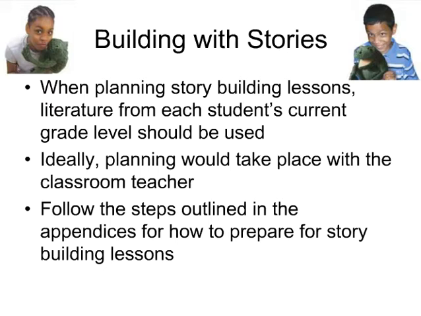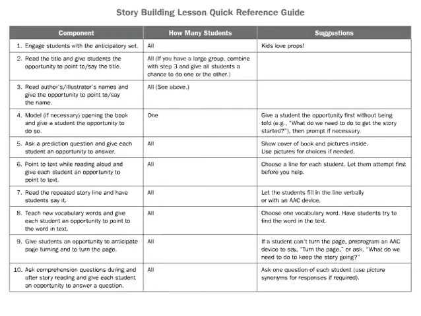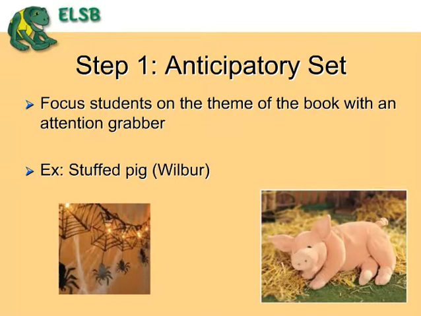And lastly, you should follow the steps outlined in the appendices of the implementation guide for how to prepare for story building lessons. Here is the author's 10-step guideline, and you can see it starts with number 1, an anticipatory set, and engaging your students with an anticipatory set. It moves into step 2, which is reading the title and giving students the opportunity to either point to or say the title. And then you can see it moves all the way down to step 10, where you ask your students comprehension questions.